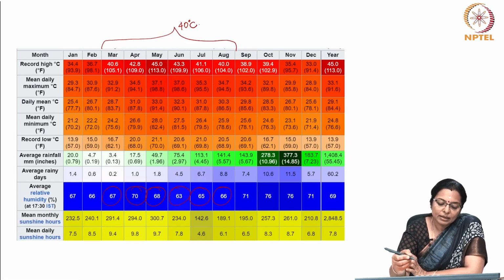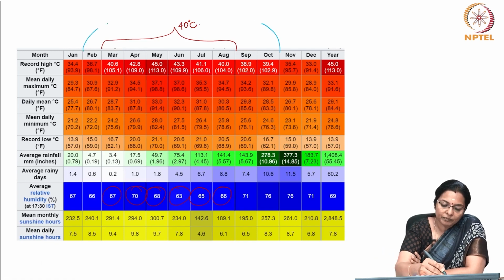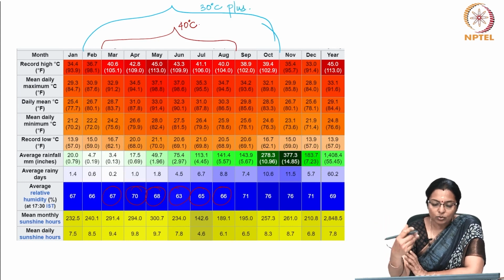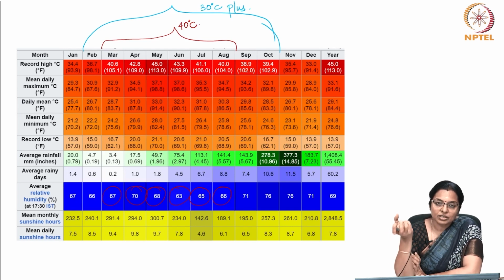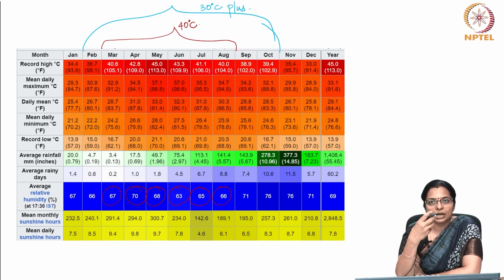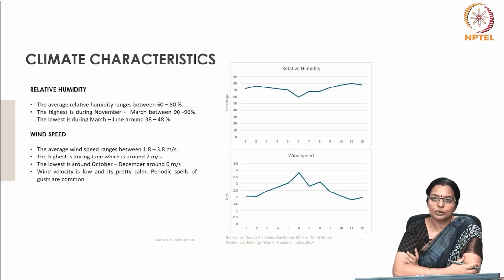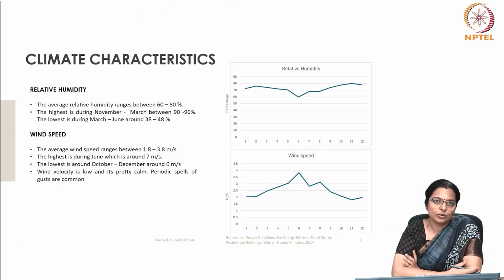Also, you can see that the mean daily maximum temperature for a large part of the year is above 30 degrees centigrade, 30 degrees centigrade plus. So, this high temperature in combination with the high relative humidity makes this place very sultry, sticky, and you tend to sweat a lot. Let us look at the humidity characteristics.